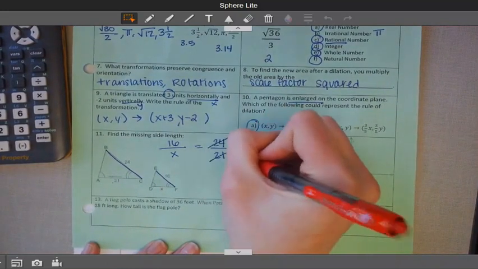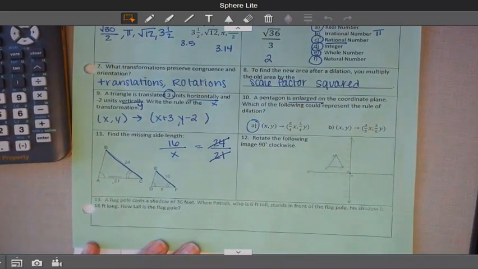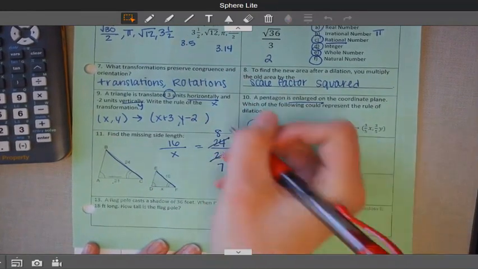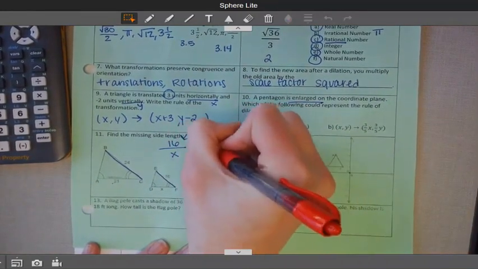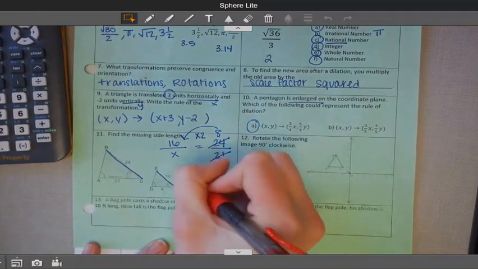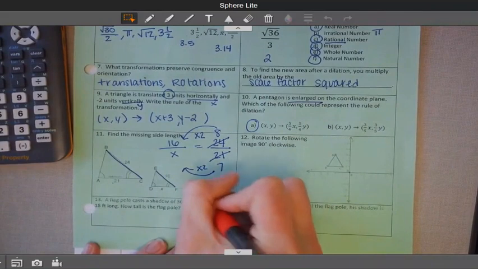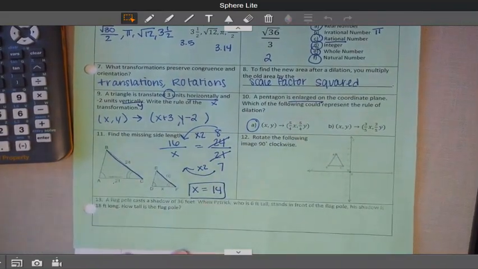I cannot go from 24 to 16, but I can simplify 21 and 24. I can divide them both by 3. 24 divided by 3 is 8. 21 divided by 3 is 7. 8 times 2 is 16. So on the bottom, I'm going to do 7 times 2. So x is equal to 14.